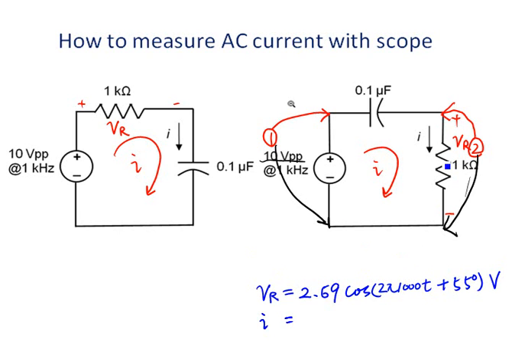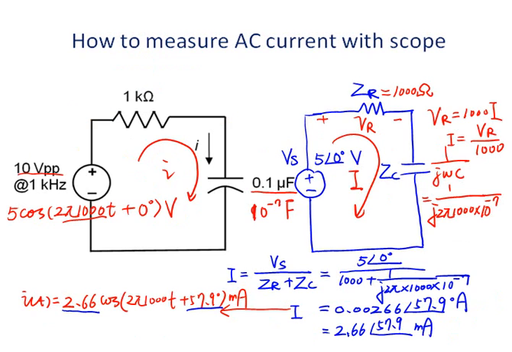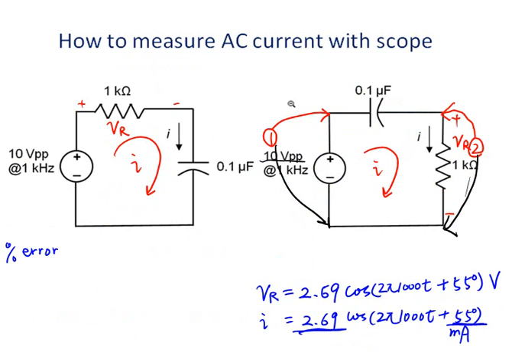The current is just the voltage divided by the resistance. So that is 2.69 volts divided by 1 kilo ohm. We got 2.69 milliamps. Cosine 2 pi 1000 t plus 55 degrees milliamps. We got both the magnitude and phase angle separately. So let's look at the theoretical value, the nominal values for the current. The amplitude should be 2.66. The phase angle is 57.9 degrees.